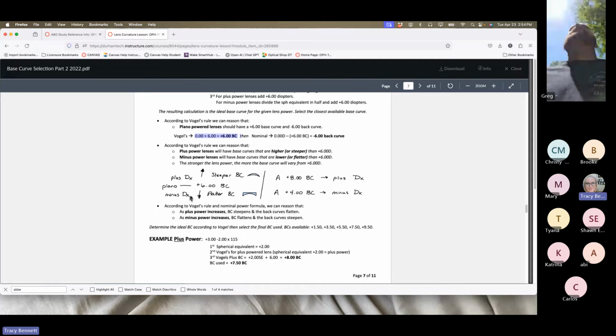And then when you have a minus power lens, the more minus power, the flatter the base curve gets. So it gets shaped more like that. You see that flat front surface almost. So the front gets real flat, and it might go below 6, right? So 6 was plano, and then with minus, we go below 6.